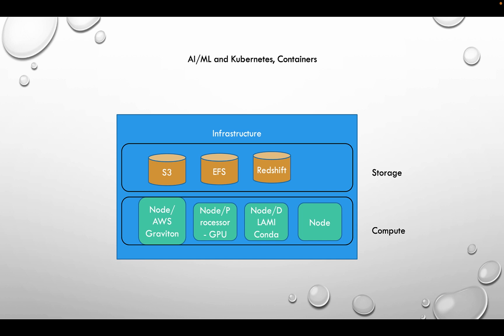They have options like DLAMI Conda, and Graviton is becoming very popular because it is ARM based and runs very powerful. It's a family of processors which can deliver very good performance because of its high power. You can also have other options based on your requirement.